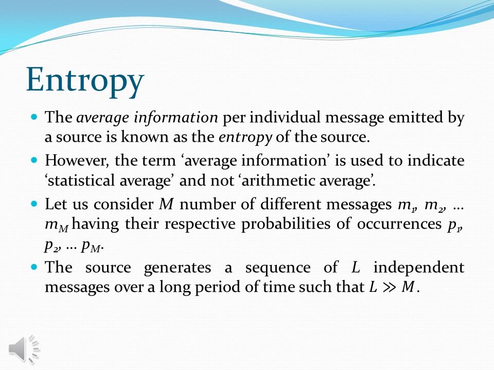Now we want to define entropy. It is the average information per individual message emitted by a source. However, the term average information is used to indicate statistical average and not arithmetic average. Let us consider M number of different messages m1, m2 up to mM having their respective probabilities of occurrence p1, p2 up to pM. The source generates a sequence of L independent messages over a long period of time such that L should be much greater than M.